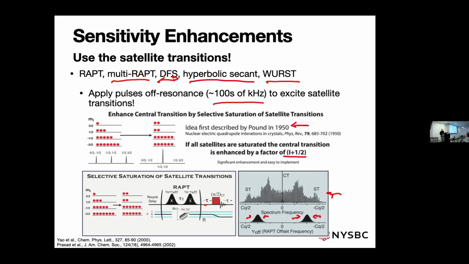So basically any kind of pulse that you use for selective inversion or selective saturation, you can just apply offset and try to enhance your signals. Typical enhancements aren't anywhere near I plus a half or 2I, on the order of 3 or 2.5 signal enhancements, but it's essentially for free because all you have to do is apply a few pulses beforehand. They're low power. They're milliseconds long, but they're low power, so there's no high risk to the probe.